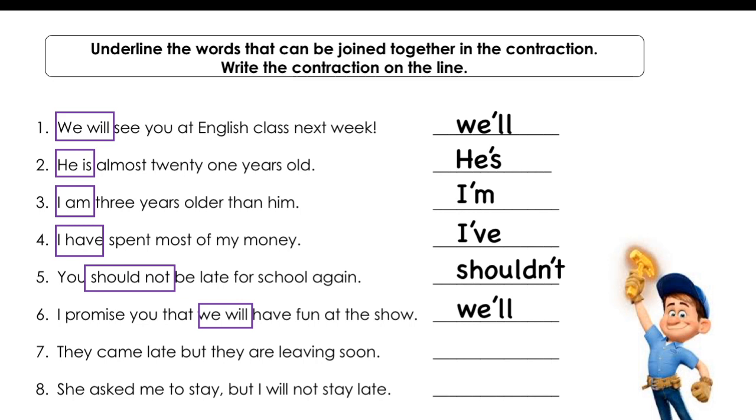They came late, but they are leaving soon. Where are the pronouns with the helping verb that we can put together? They are. Very good. Form the contraction, taking the A away. She asked me to stay, but I will not stay late. Where are the words that we can put together? Now, this is tricky because you have two choices, but I told my students, in this case, when you have two choices, I prefer the negative contraction. So, will not. Of course, you can choose also I will, but I prefer the negative contraction. Will not, won't. I won't stay late.